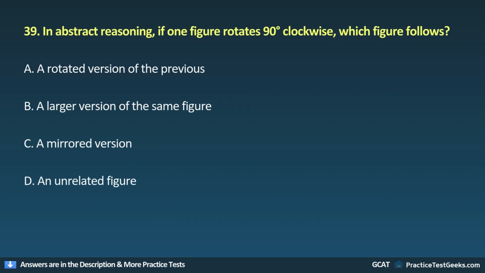39. In abstract reasoning, if one figure rotates 90 degrees clockwise, which figure follows? A. A rotated version of the previous. B. A larger version of the same figure. C. A mirrored version. D. An unrelated figure.